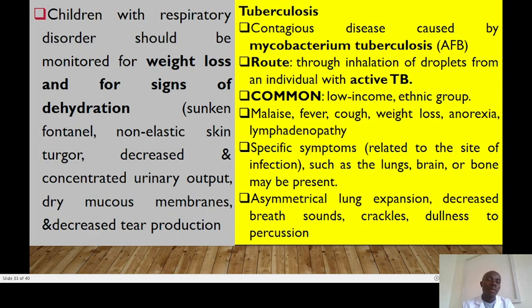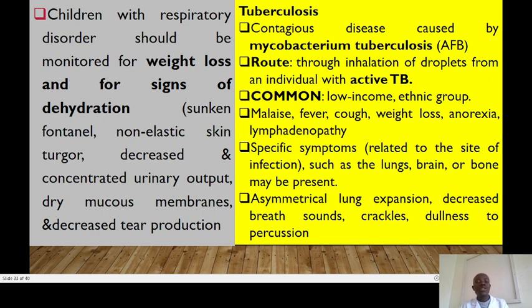Now we can focus our minds on tuberculosis. All right, tuberculosis, guys. This is a contagious disease that is normally caused by Mycobacterium tuberculosis, right? So in Kenya here, to prevent some of this, we normally give the BCG vaccine, right?